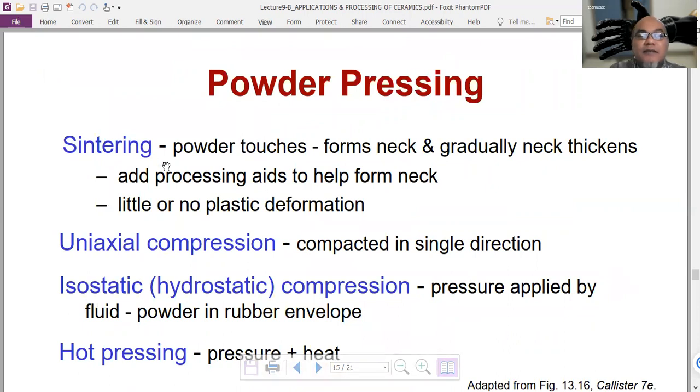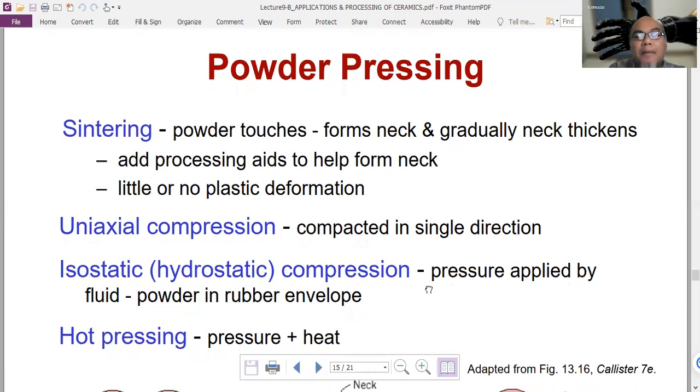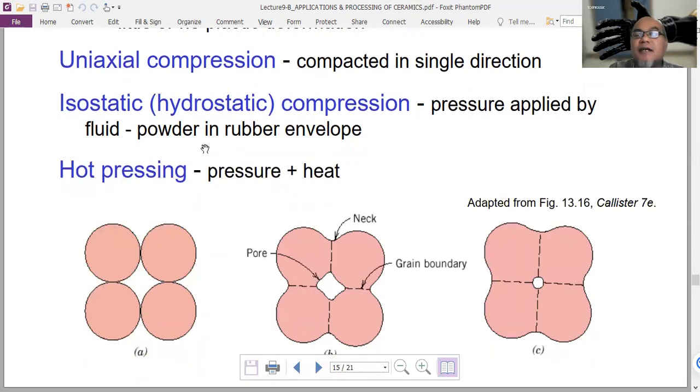Then there's a process called powder pressing. In sintering, the powder touches to form necks, and gradually the necks thicken. So between the grains, they form necks and then thicken. Add processing aids to help form necks, and there will be little or no plastic deformation. Powder pressing can be done in uniaxial compression, where it is compacted in a single direction using hydraulic compression, for example, or isostatic hydrostatic compression, applied by fluid in a rubber envelope, or hot pressing by using pressure and heat.